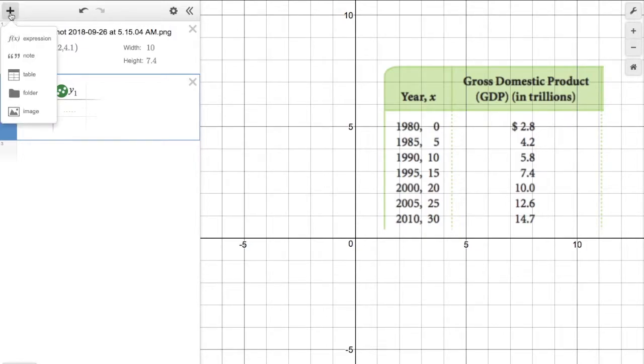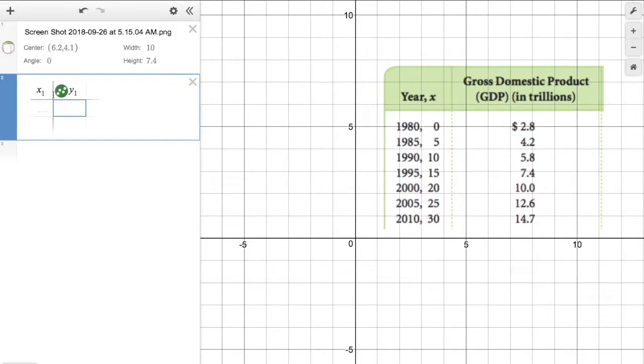This plus button helps you add all the different kinds of things you can add to a Desmos sidebar. Most of what you do when you type in is expressions, but if you just want to add a note, just some text as a line, you can do that. And if you want to add a folder of things, you can put that. This is how I added the image that you see here. But right now I'm going to go for a table.